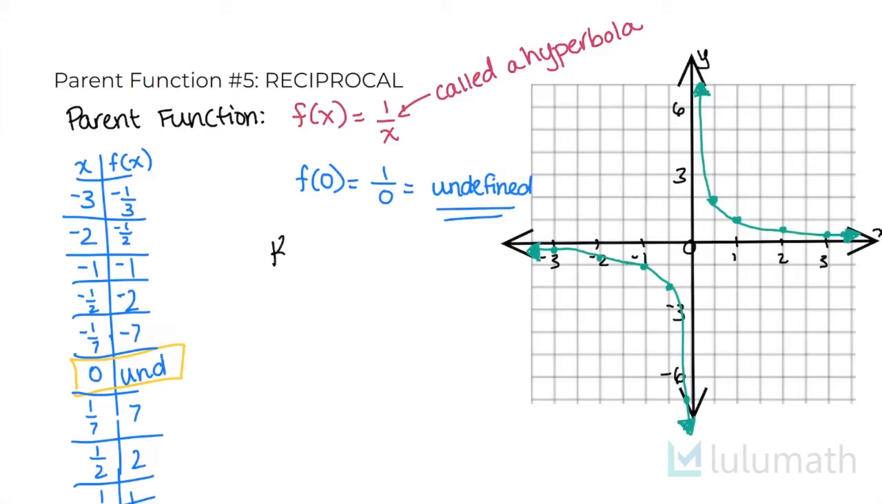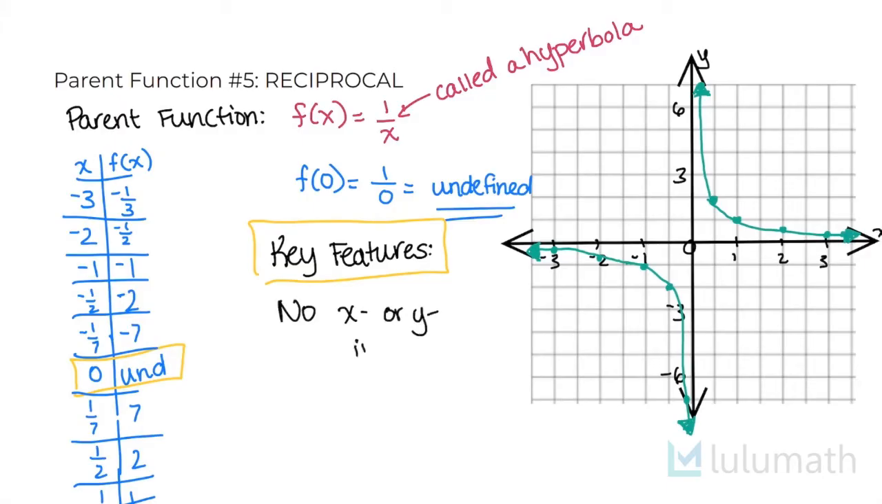Now let's talk about some key features. If you notice, our graph does not have an x-intercept and our graph does not have a y-intercept. Now this is true of the parent function, but if we do some transformations where we move the graph up or down, left or right, we will start to get some intercepts. But in the parent function, there are no intercepts.